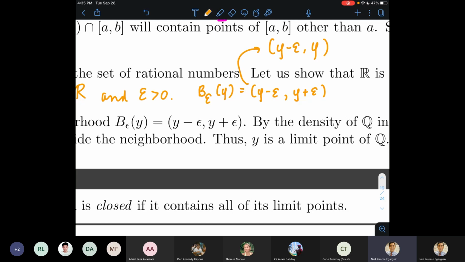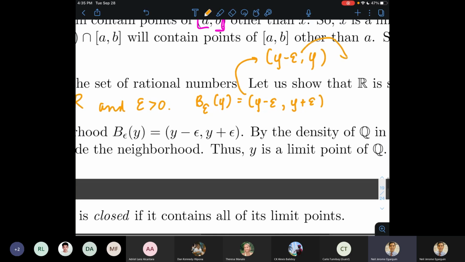And then dito ko pala dapat i-apply yung density property. Y minus epsilon and y are both real numbers, so that means there is at least one rational number between these two guys. So meron ditong nakatago na isang rational number. Okay? So dahil may isang rational number dito, let's call that rational number little q. So that means little q is a rational number that is not equal to y, that is also in this epsilon neighborhood.